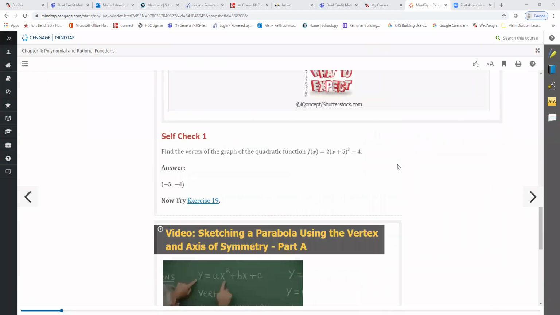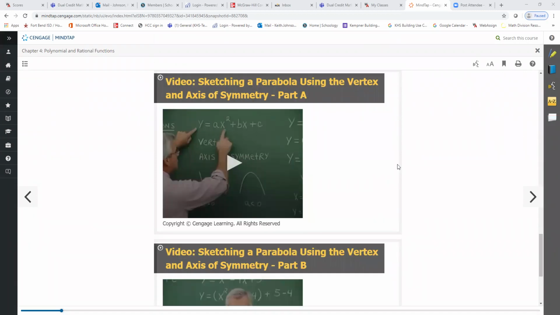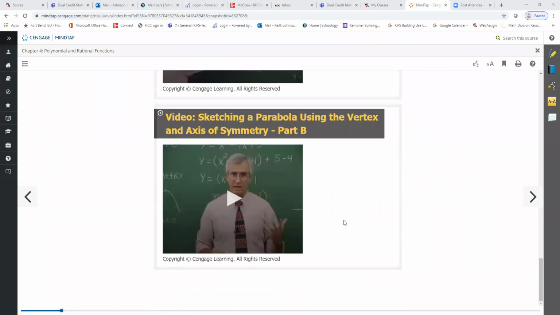So that just explains all of that. Okay. Sketching a parabola and a vertex. These are really good to be able to get your vertex and stuff. Okay.